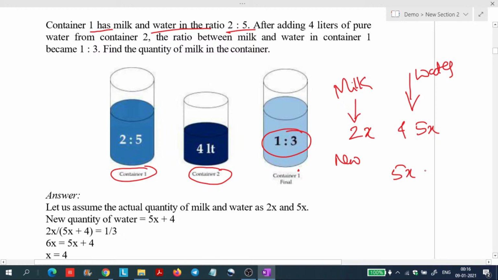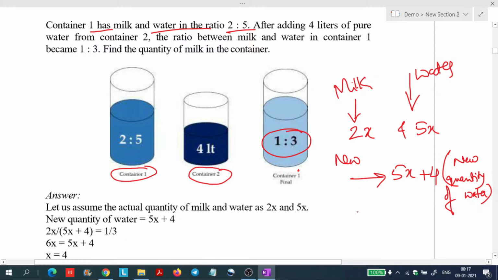Okay, so after adding the 4 liters of pure water from container 2, the water quantity was initially 5x, so now after adding it's 5x plus 4. This is the new quantity of water, 5x plus 4, and the ratio between milk and water in container 1 becomes 1 is to 3.